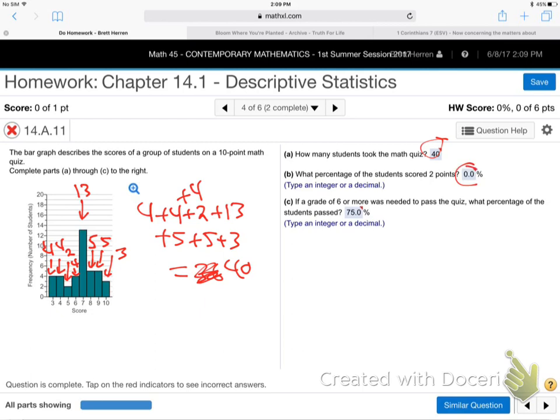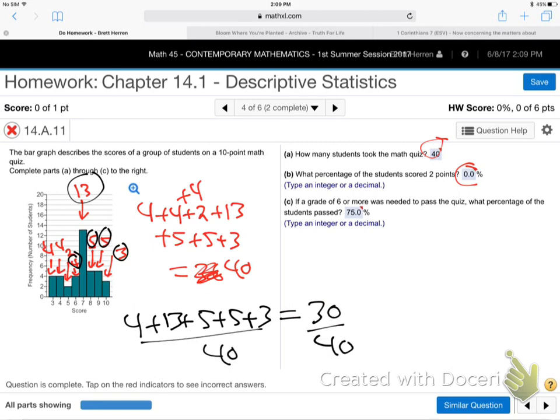And last one over here. If a grade of 6 or more is needed to pass, what percentage passed? So if you need 6 or more to pass, who passed? That would be these 4, these 13, 5, 5, and 3. What is that? 30. Yeah, 30 out of 40 students, so 75%, 3/4. Good on that? That easy enough? Just reading a bar chart? Bar graph? Okay.